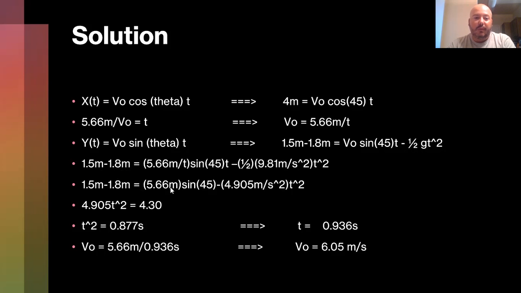From that, negative 0.3 meters is equal to 5.66 meters divided by t times sine 45 degrees times t, which will cancel out, minus 1/2 times 9.81 meters per second squared times t squared. From that, we get 4.905 t squared is equal to 4.30. Therefore, t squared is equal to 0.877 seconds, or t is equal to 0.936 seconds. Applying that value for t into the equation for the initial velocity, we get 5.66 meters divided by 0.936 seconds. The initial velocity is equal to 6.05 meters per second.